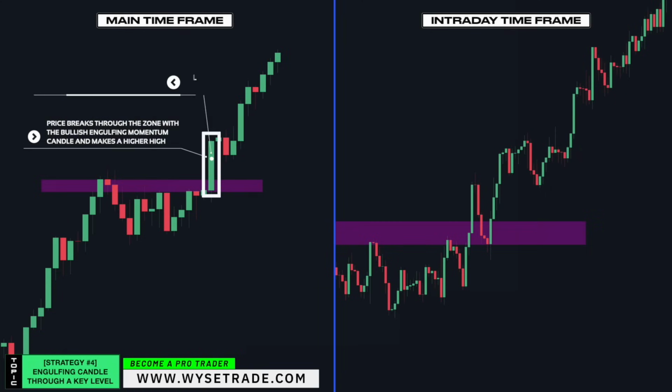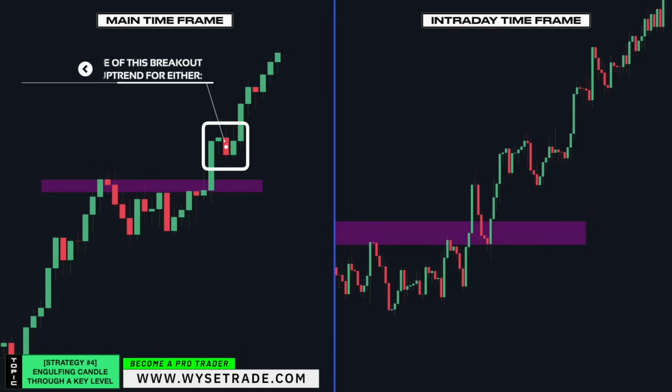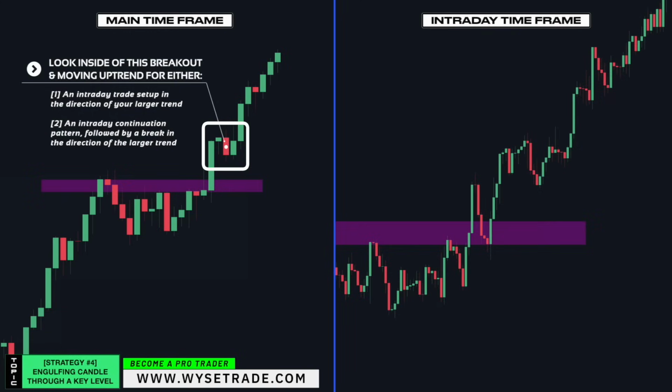Price then breaks through the zone with the bullish engulfing momentum candle and makes a higher high. Now, how do you know if this is a real breakout or a false breakout? You need to look inside of this moving trend for either an intraday trade setup in the direction of your larger trend, or for an intraday continuation pattern followed by a break in the direction of the larger trend.